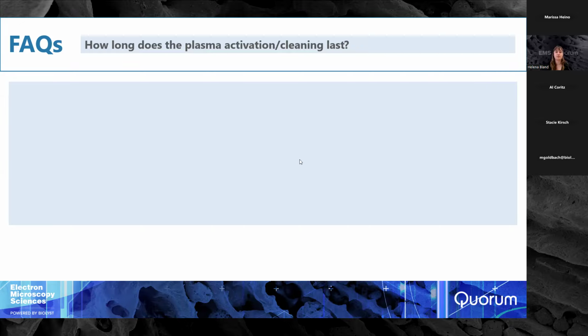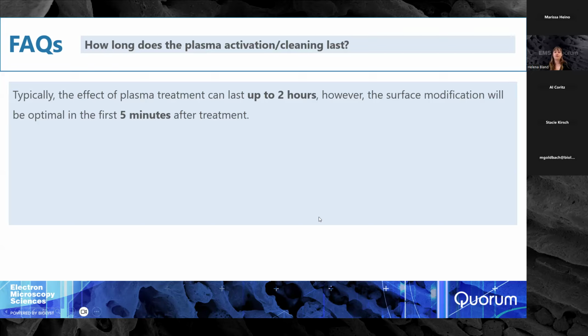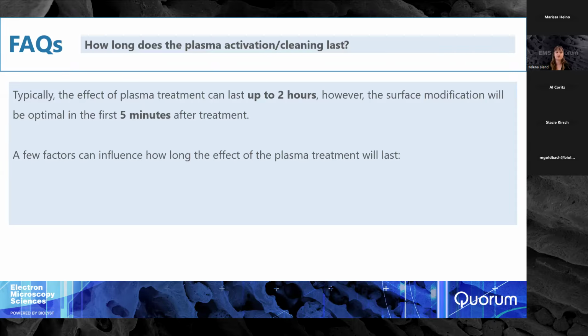So how long does plasma treatment typically last? Typically, it can last up to about 2 hours. However, if you are loading a sample onto a TEM grid or cleaning a sample before you do a coating on it, I'd always recommend that the surface modification will be best in the first 5 minutes after the treatment. So if you are going to be loading a sample onto a modified TEM grid, you want to load that sample as soon as possible. If you're going to be putting a sample in a coater and you've just cleaned it, then you want to put it straight into the coater, because over time that plasma treatment effect is going to decrease.